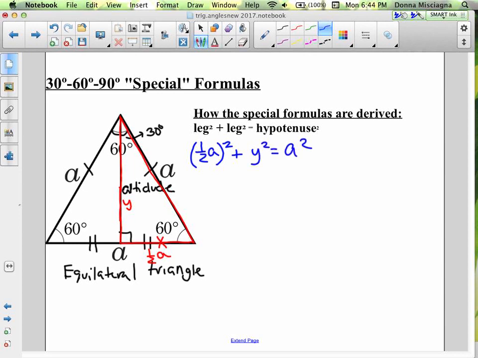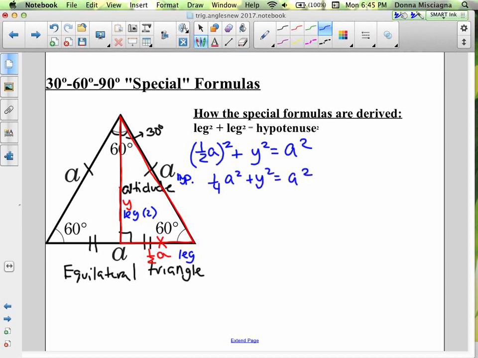A squared is the hypotenuse. Right? This was the hypotenuse. And this is one leg, and this is the other leg. Leg 2. Right, so these legs aren't going to be congruent like the other ones. So I can't just call them leg and combine them. All right, so now let's square. So this would be 1/4 A squared plus Y squared equals A squared.